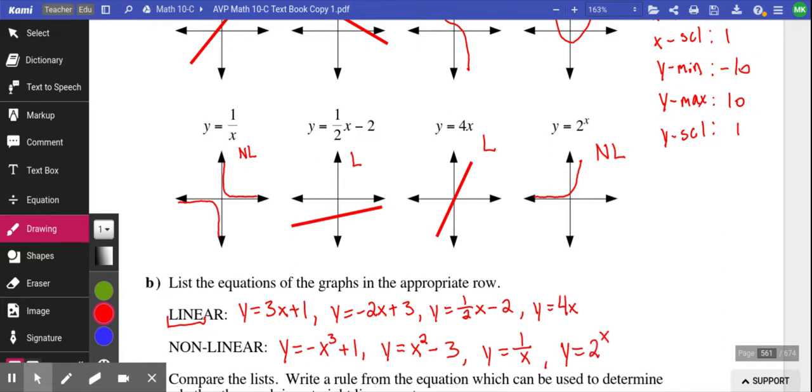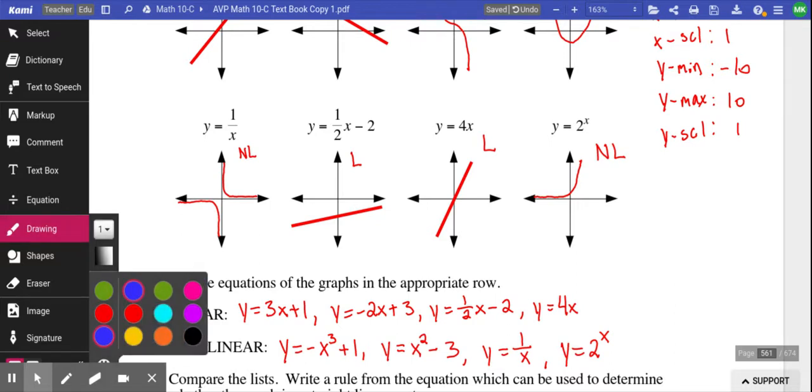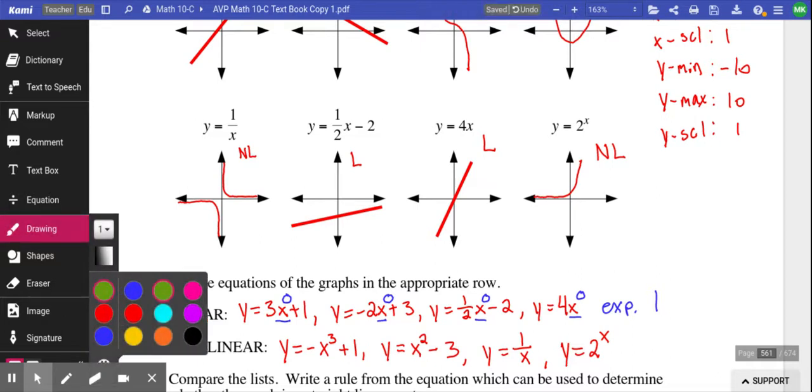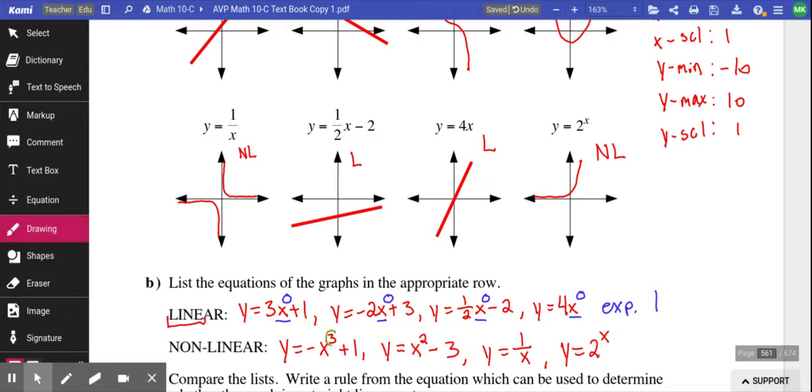Now, if we look at these lists of linear lines and nonlinear lines, we should hopefully notice a trend. And that trend has to do with the variable x and the exponent on that variable x. So if you look at all the linear equations, they all have an x value, and they all have exponents of 1. If you look at the nonlinear cases, they all have different exponents.